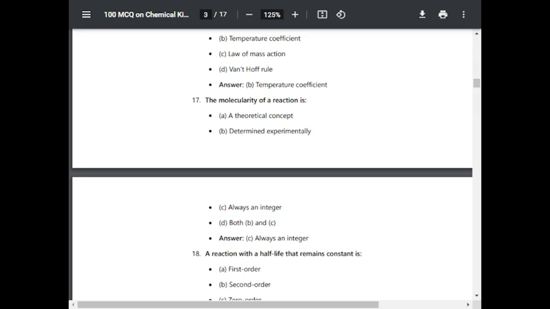No, B is not correct, only C is correct, always an integer. The molecularity of a reaction is always an integer, option C is correct. So it is not determined experimentally. The molecularity of a reaction is always an integer, hence option C is correct.